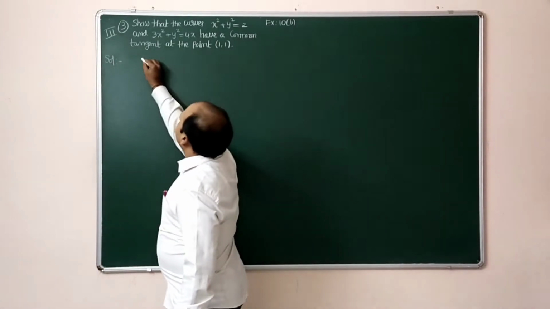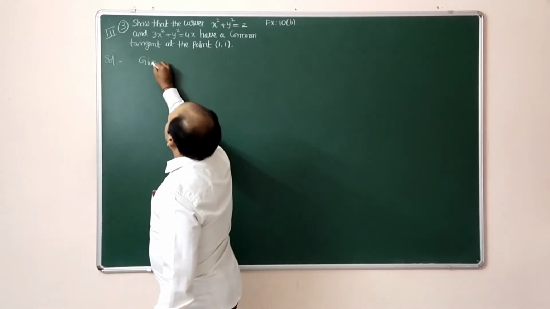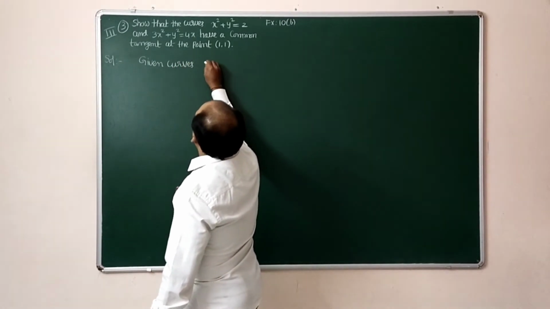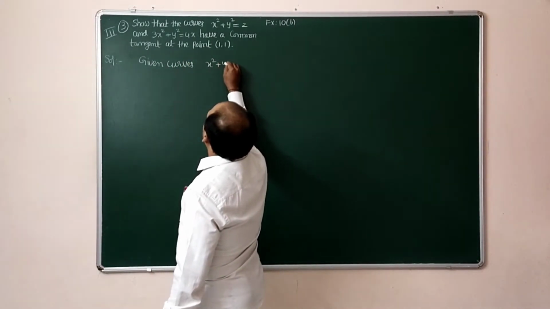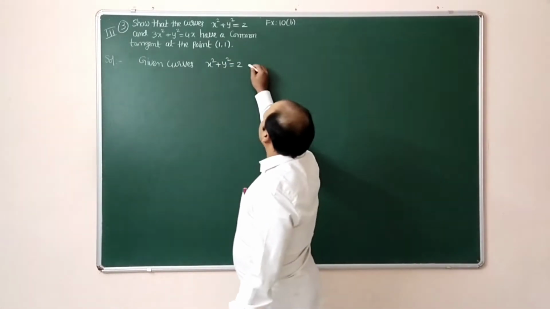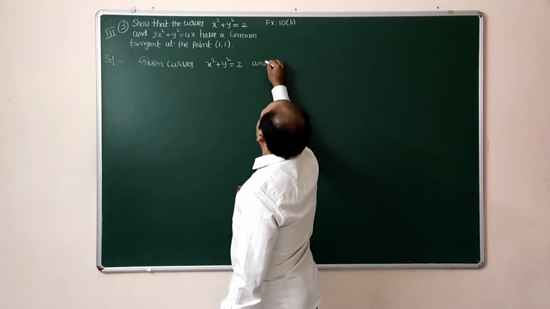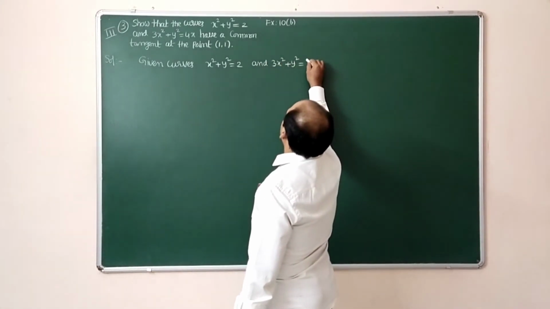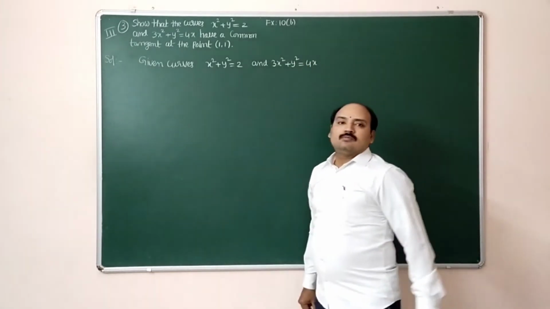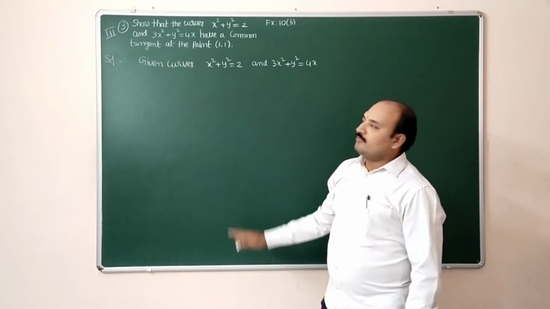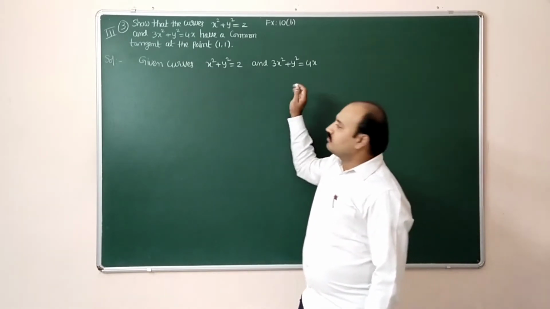So given curves, x square plus y square equal to 2 and 3x square plus y square equal to 4x. So first you have to differentiate with respect to x the given curve as well as the second curve.